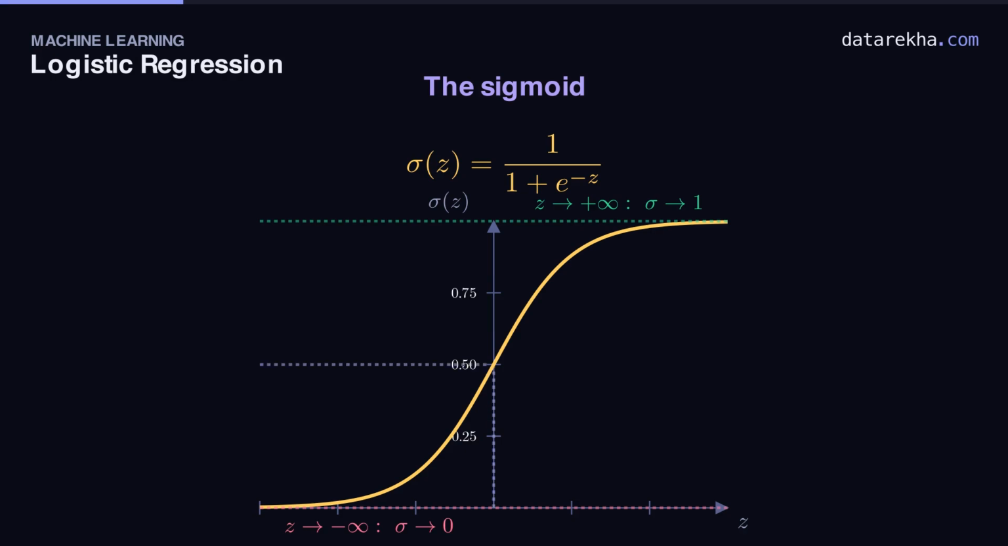And the single most important point sits dead center. At z equals 0, e to the 0 is 1. So sigma is 1 over 1 plus 1, exactly 1/2. The curve crosses the halfway line right at the origin. Hold on to that. Sigma of 0 is 0.5.